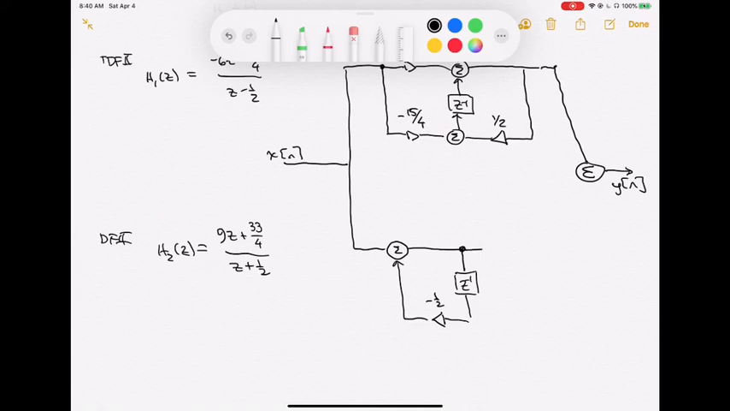Then we need our feed forward coefficients that go in here. This first feed forward coefficient has a value 9, and that's going to come out into a summing node. Then we have our other feed forward coefficient, which in this particular case is 33/4, and that gets summed up here. The output of that comes together with the other to create my overall output, y[n].